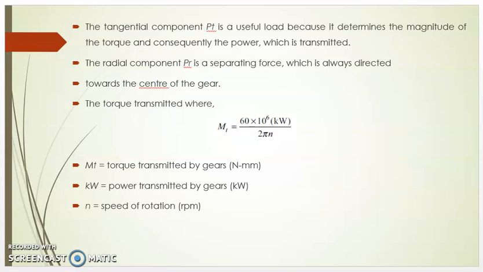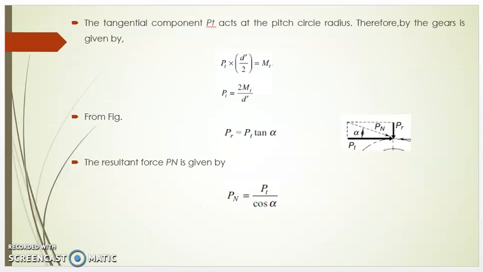The torque transmitted is given by Mt is equal to 60 into 10 raised to 6 into kilowatt divided by 2 pi N, where Mt is equal to torque transmitted by gears in Newton mm, kilowatt is equal to power transmitted by gears in kilowatt, N is equal to speed of rotation in RPM. The tangential component Pt acts at the pitch circle radius. Therefore, torque transmitted by the gears is given by Pt into d dash divided by 2 is equal to Mt, where d dash is equal to pitch circle diameter of the pinion. Therefore, Pt is equal to 2Mt divided by d dash.